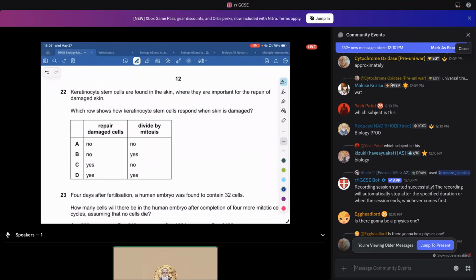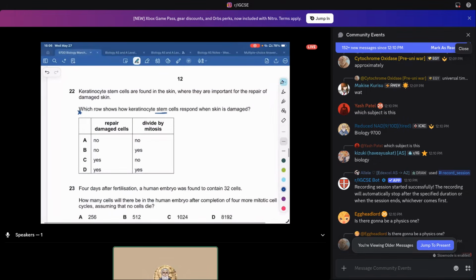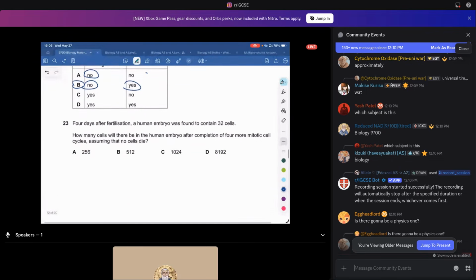Keratinocyte stem cells are found in the skin where they are important for the repair of damaged skin. Which row shows how keratinocyte stem cells respond when skin is damaged? Very, very common error for people to assume that stem cells repair damaged cells. No, they repair tissues. They repair tissues by replacing damaged cells. So they do not repair damaged cells, but they do divide by mitosis, obviously. So the answer is B.